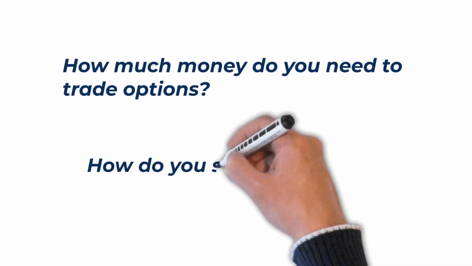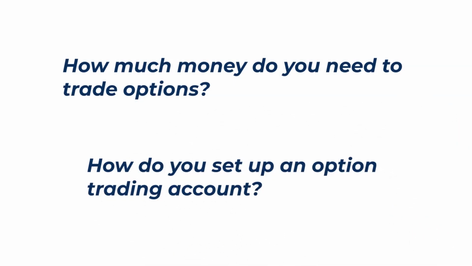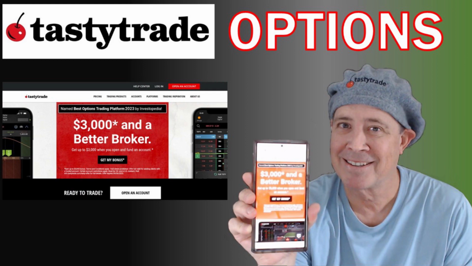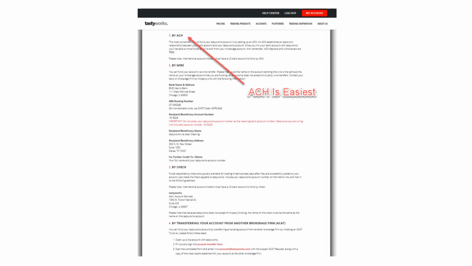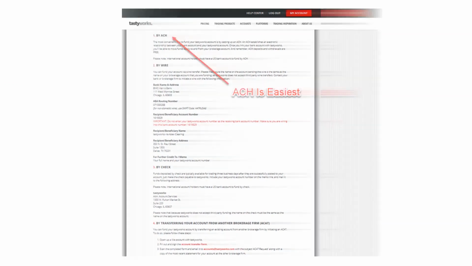How do you set up an options trading account? Setting up an options trading account is super simple these days. I covered this in a previous video that I'll link to below called How to Trade Options on Tastytrade, and it's a step-by-step guide. It reviews the Tastytrade brokerage and the platform in detail, as well as how to set up an account. It's really as simple as just using my link below and then just filling out some basic information. The easiest way to fund an account is to just do a transfer online directly from your bank account. I recommend at least $2,000 so you can start by placing a few different trades.